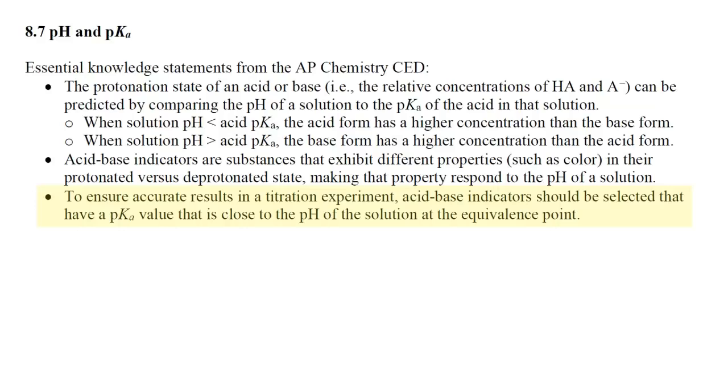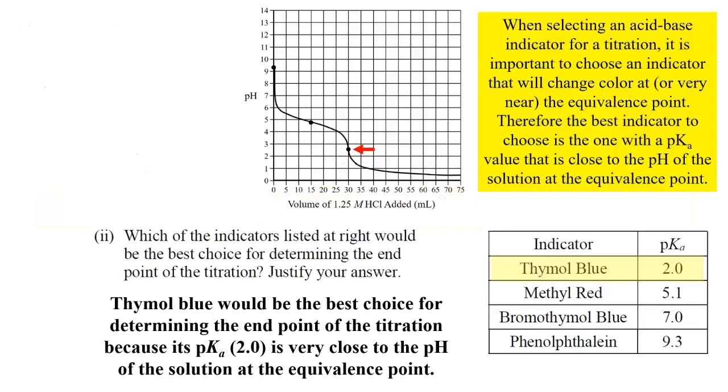And now on this next slide, this is not from this particular packet, but this slide comes from my earlier video that included topic 8.7. And you can see what's highlighted in yellow in that box in the upper right corner of the slide is what I just mentioned, that when selecting an acid-base indicator for a titration, it's important to choose an indicator that will change color at or very near the equivalence point. So the best indicator to choose is one with a pKa value that is close to the pH of the solution at the equivalence point.